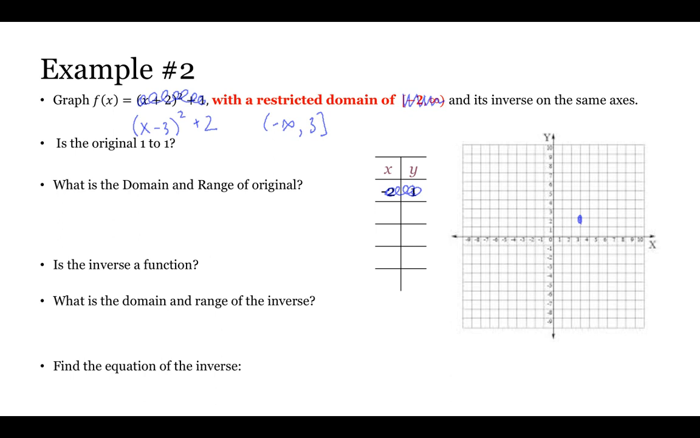If I plugged in 4, I would get an output of 3. If I plug in 2, I'm going to get an output of 3. If I plugged in 5, I get an output of 6. And if I plug in 1, I get an output of 6 as well, right? So I've got this beautiful parabola.